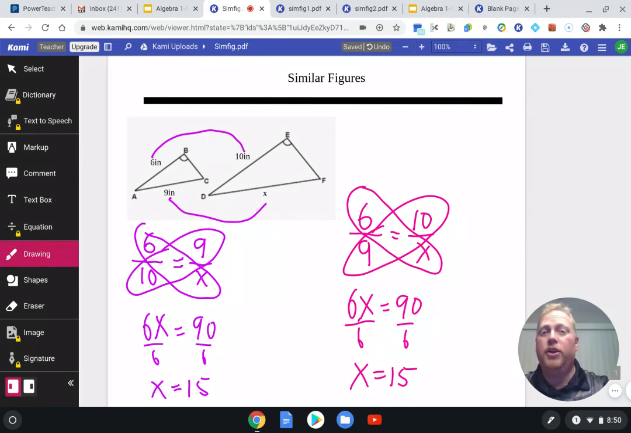So the way you want to start your proportion is just pick a side and either compare it to the same side in the similar figure or compare it to a different side in the same shape. And then whatever pattern you start, keep that same pattern for the next fraction.